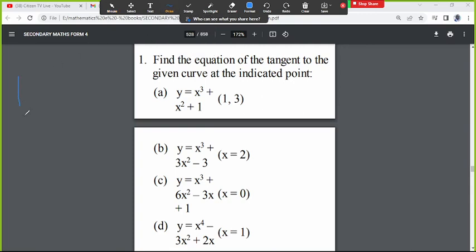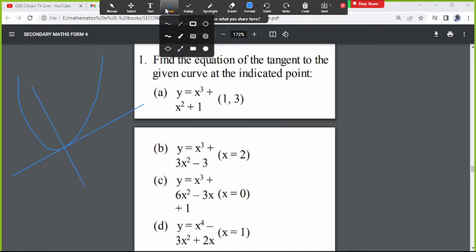We are still saying this is the curve. This is the tangent. And this is the normal. So from there, this is our normal to the curve. This is our tangent to the curve. Gradient of the tangent, dy dx. Gradient of the normal, 1 over m1. Change the sign. This is our m1.